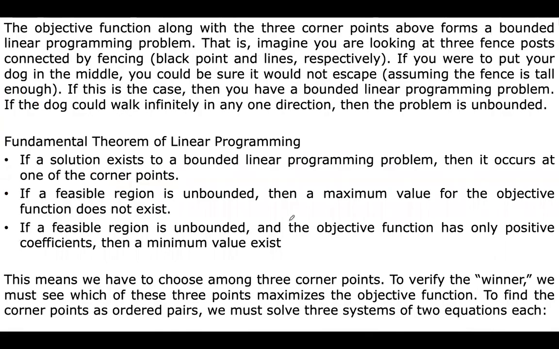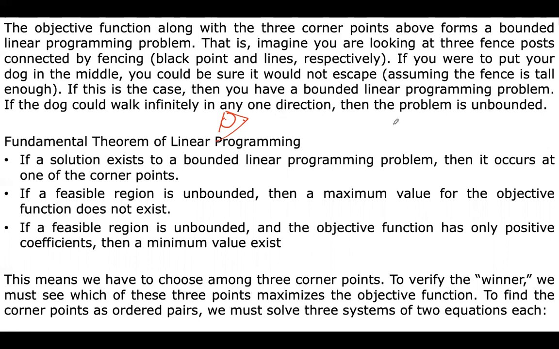Now the objective function along with the three corner points forms a bounded linear programming problem, because this area is a bounded feasible region. Imagine you are looking at three fence posts connected by fences. If you were to put your dog in the middle, you could be sure that it won't escape, right? You have your pet inside the boundary, so it is a bounded region for your dog. So in this case, you have a bounded linear programming problem. If the dog could walk infinitely in any one direction, then the problem is unbounded.